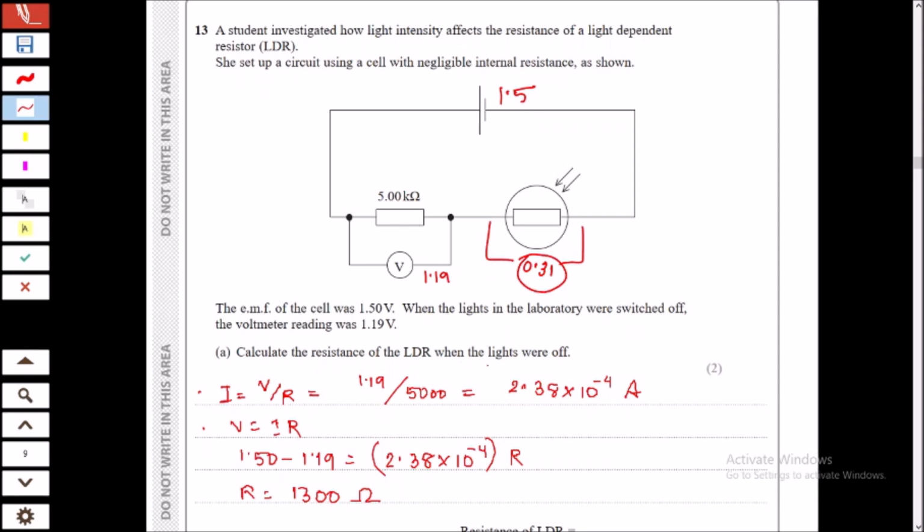Calculate the resistance of the LDR when the lights were off. Basically in this scenario, we know V = IR, so I is V by R. So we have to first calculate the current in the circuit. The only component for which we know both the voltage and the resistance is this resistor. So using V and R, we calculate the value of the current first. The same current will pass through the LDR because it is in series. So for the LDR we know the current, which is the same for the entire circuit. We know the voltage, which is 0.31, and the resistance is the unknown, and hence we can calculate it.